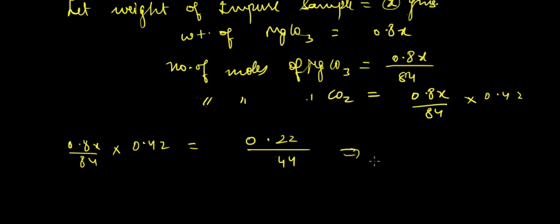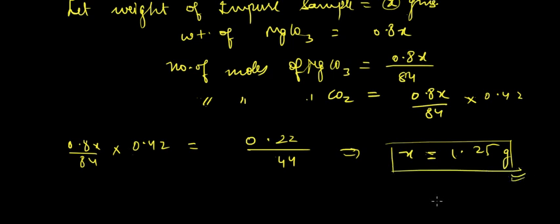Hence from here we can calculate the value of x. That should come out to be 1.25 gram. So this is the answer. This is the weight or mass of the impure sample.